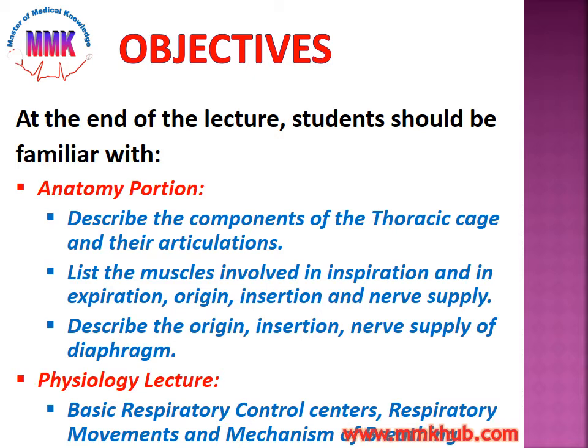basics of the anatomy. Students can describe the components of the thoracic cage and their articulations. They should be able to list the muscles involved in inspiration and expiration, and also the origin, insertion and nerve supply of the muscles. Describe the origin, insertion and nerve supply of the diaphragm. And in the second lecture, which is of the physiology, basic respiratory control centers, respiratory movements and mechanisms of breathing will be discussed.